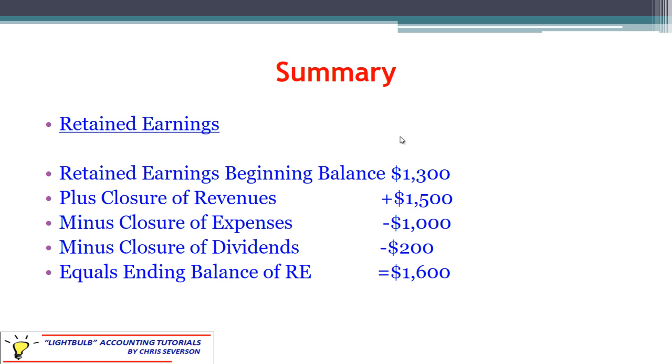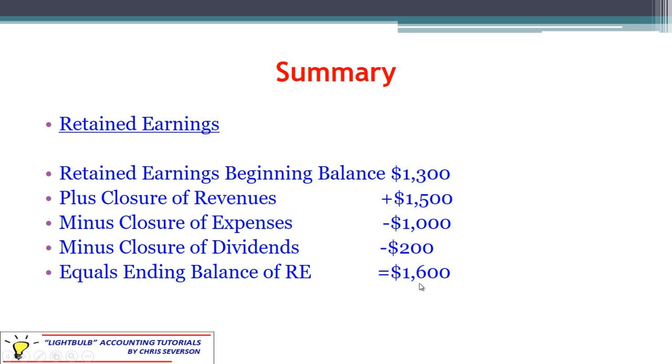In summary, we started with $1,300 retained earnings. We added $1,500 by closing revenues. We subtracted $1,000 by closing expenses. We subtracted another $200 by closing dividends. Our ending balance of retained earnings is now $1,600.